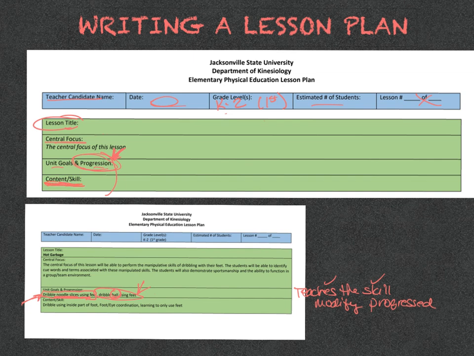Then, in order to answer this, what's the content and skill? What are you doing? Okay, what part of the foot do you dribble with? With the inside of the foot, not the toe. All right, that's right here. You're working on eye-foot coordination, and then you're learning to use only your feet. All right, and this is just a basic statement of what you're going to be teaching, a basic overview. So now you have the first 2 sections of your lesson plan complete.